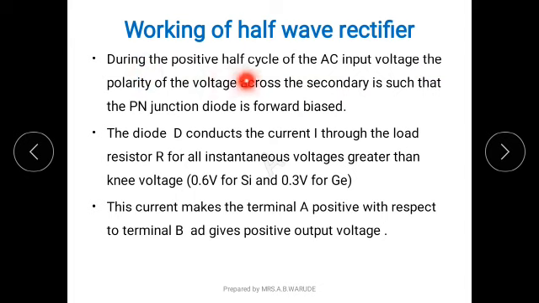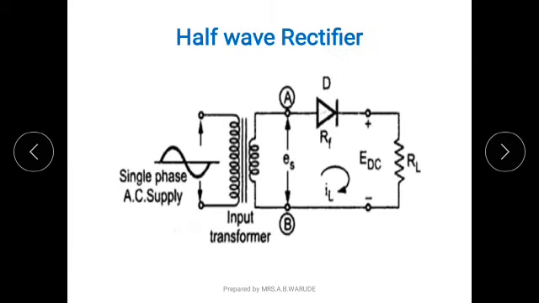During the positive half cycle of the AC input voltage, the polarity of the voltage across the secondary is such that the p-n junction diode is forward biased. Here, this diode's positive terminal is connected to the secondary. This is the primary winding and this is the secondary. When the transformer is on, this diode is in forward bias condition, and due to that, current flows through the load resistor.